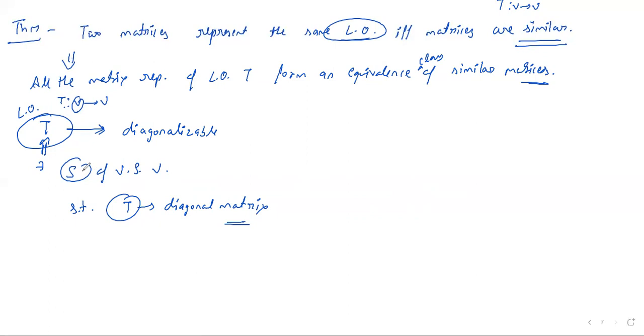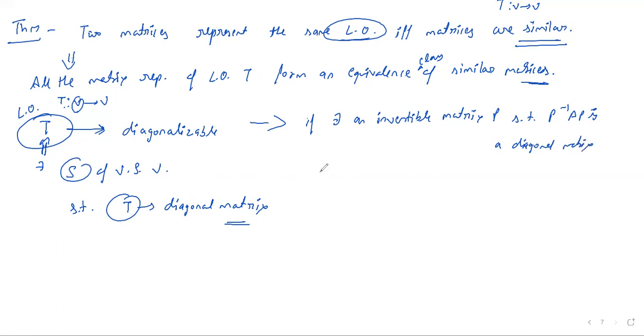This will only be possible if there exists an invertible matrix P such that P inverse AP is a diagonal matrix. So we can write it like this: let A be the matrix representation of linear operator T.